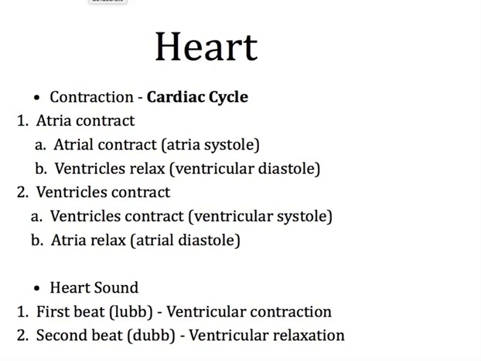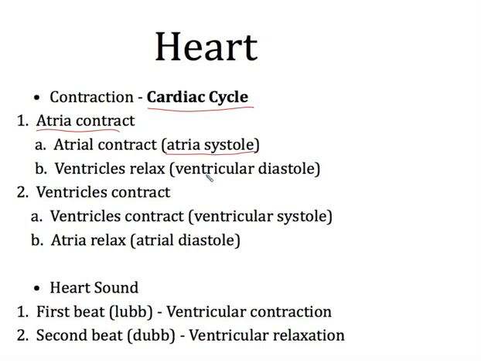Okay? And with your heart contracting, we have this thing called a heartbeat. One contraction is known as the cardiac cycle. There are a couple things that happen in this situation. First, your atria have to contract. Your atria fill with blood, they contract, and when they do so, they push blood into the ventricles. This is called your atrial systole, which is a contraction.